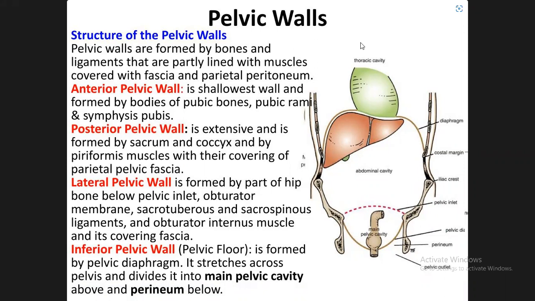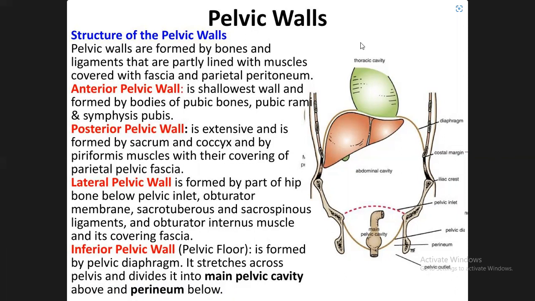The anterior pelvic wall is the shallowest and it's formed by the bodies of the pubic bones, the pubic rami, as well as the symphysis pubis. The posterior wall is quite extensive and you find the sacrum and the coccyx, which are part of the vertebral column. And the muscle there is going to be the piriformis with its covering parietal pelvic fascia.